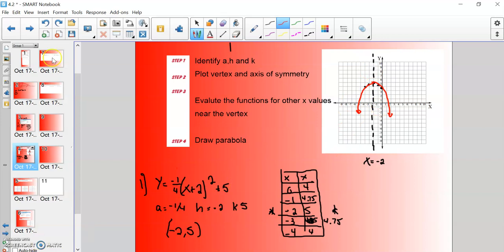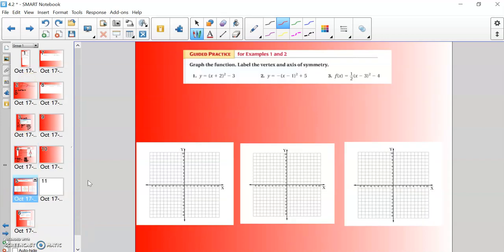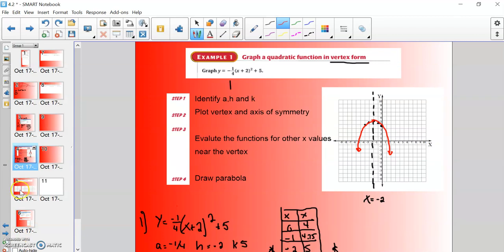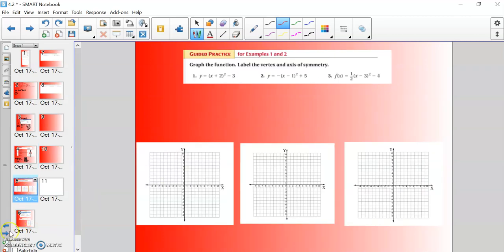Depending on how comfortable with this you are, on the next video, I'm going to do 3 more similar examples. You don't need to watch that video necessarily if you're good to go. You could just go to video 3, which will be factored form. But if you're still a little unclear on this, come back for video 2, which is going to be 3 examples in vertex form.